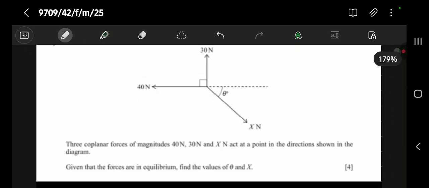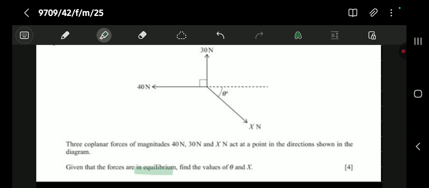We have question 1 that says: 3 coplanar forces of magnitude 40 Newton, 30 Newton and x Newton act on a point in the directions shown in the diagram. Given that the forces are in equilibrium, find the value of theta and x.